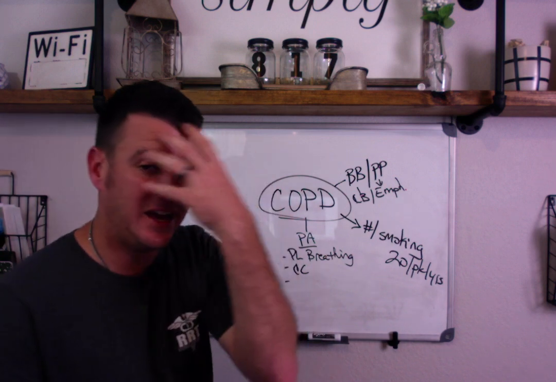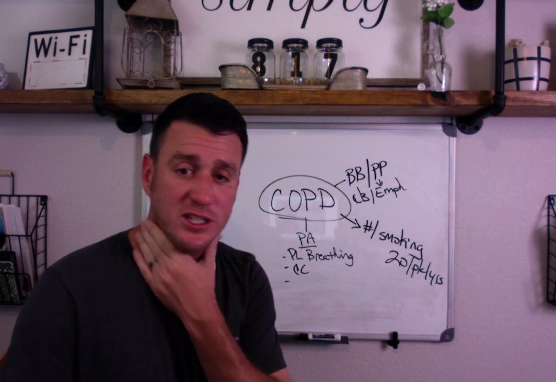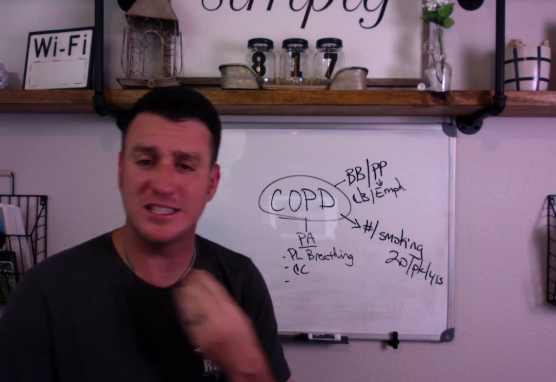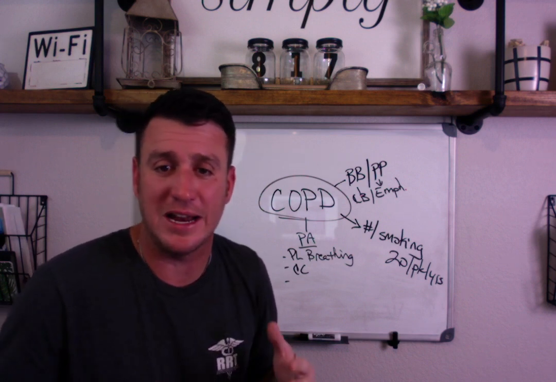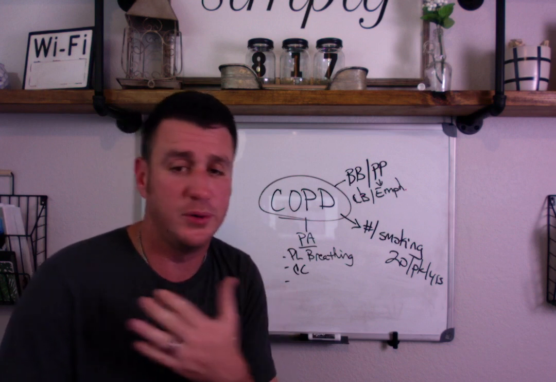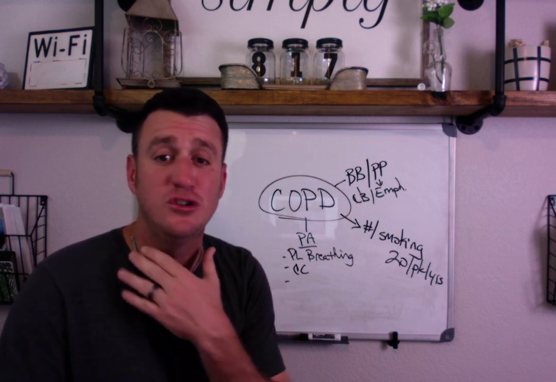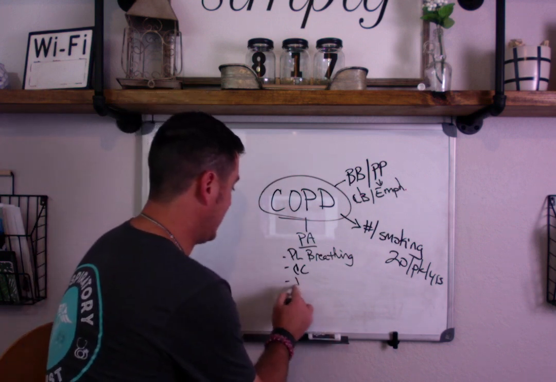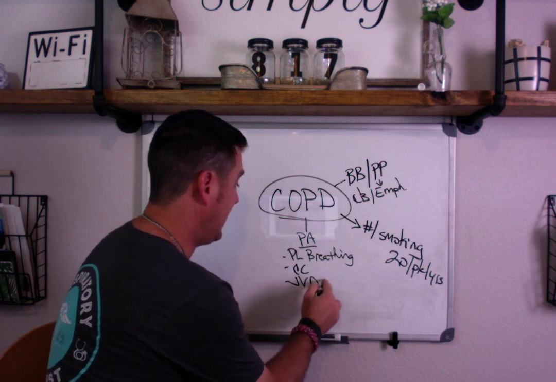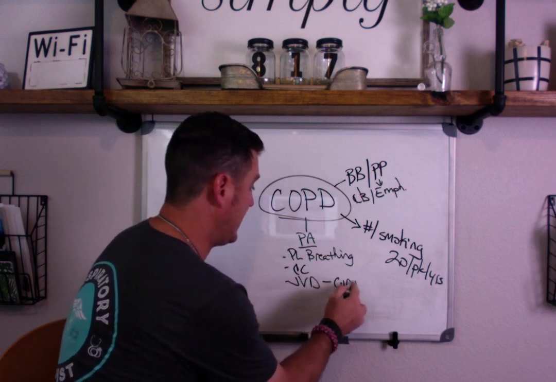Now, as we move from the head down to the neck region, okay, you're not going to see a tracheal deviation because it's a bilateral lung disease, so it won't pull or push the trachea to one side or the other. But you might see JVD, okay? So I'm going to put JVD right here, and this is the result of cor pulmonale.